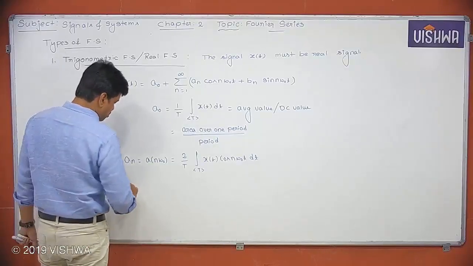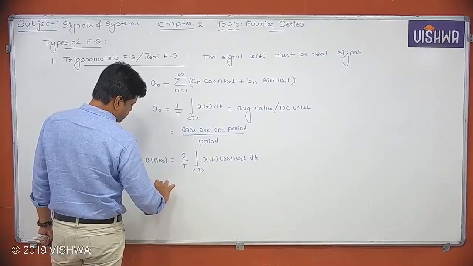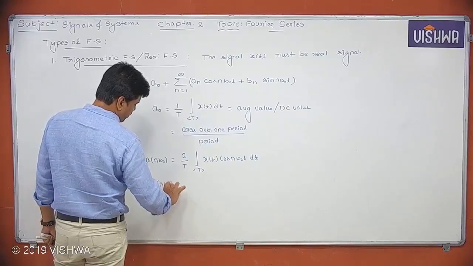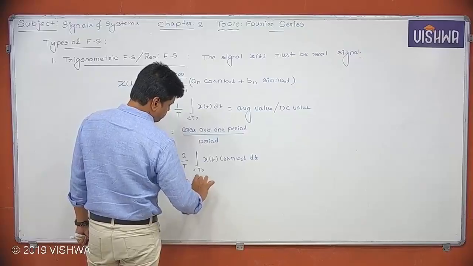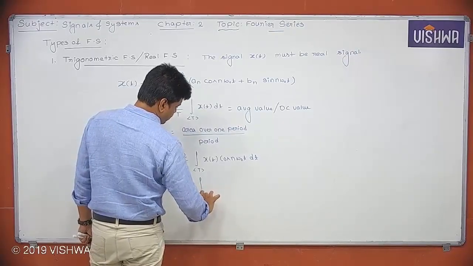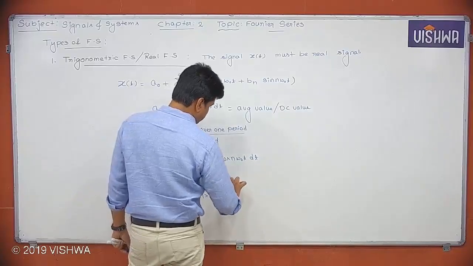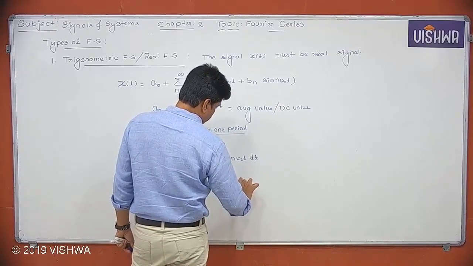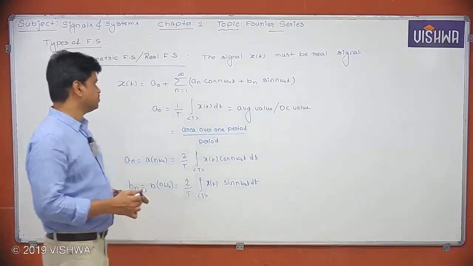Next, bn, which is a short notation for b of n omega naught. This is defined as 2 by T integration over a period x of t sin n omega naught t dt. Okay, take it.